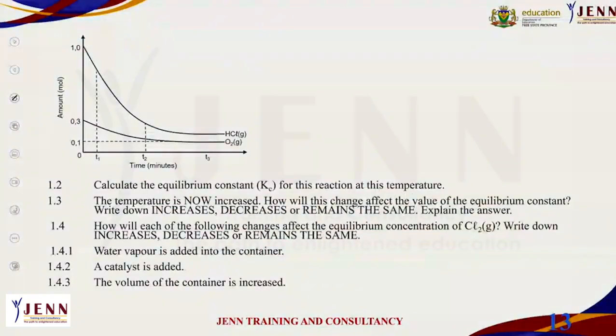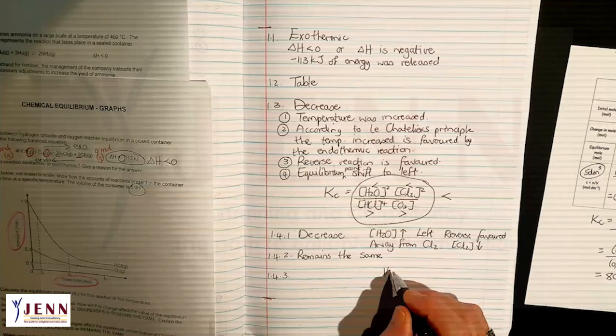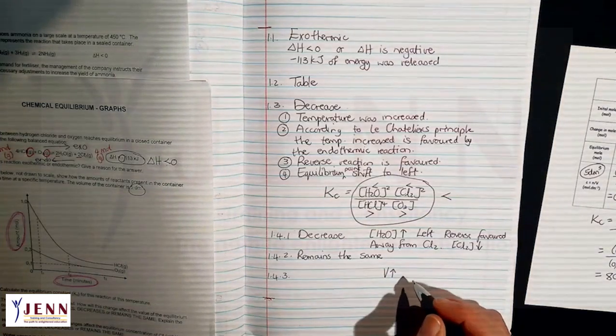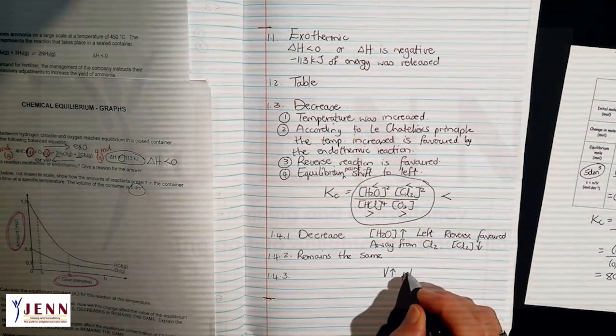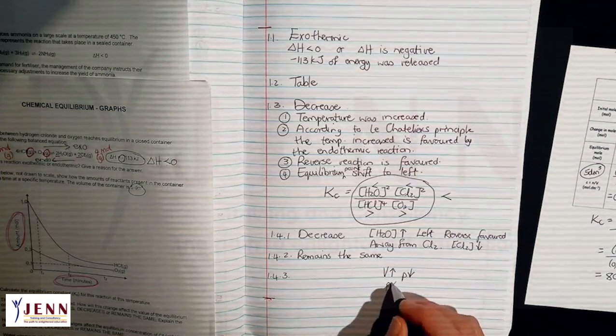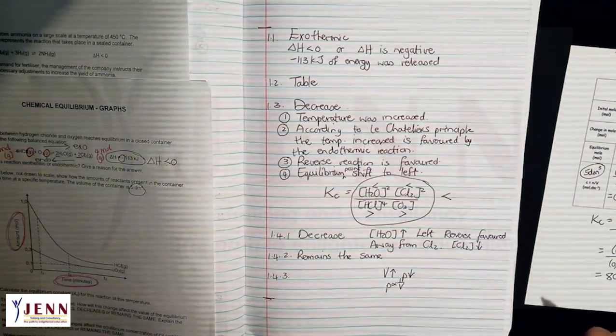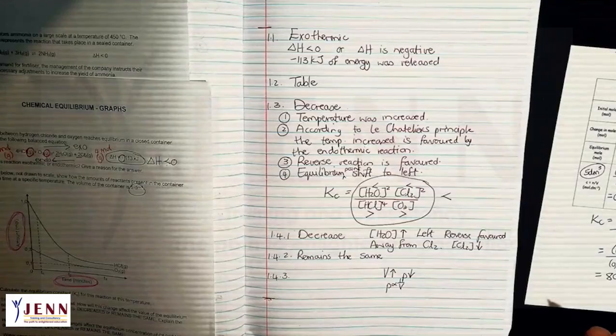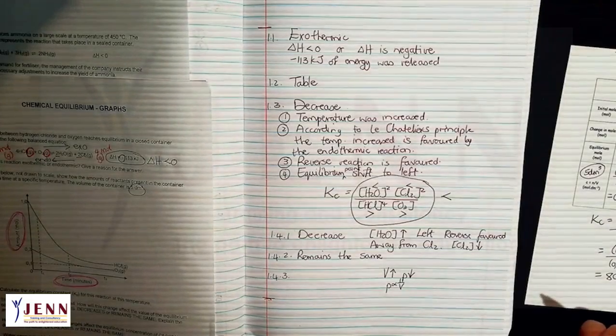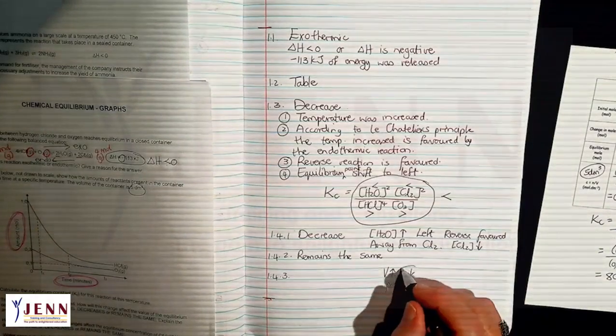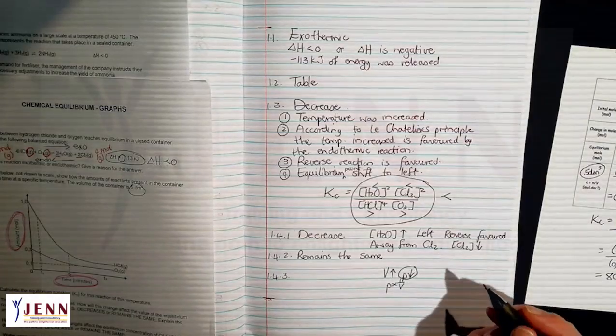1.4.3, the volume of the container is increased. Okay, boys and girls, that is important, because they say the volume was increased. What do they actually mean? The pressure was decreased, because pressure is inversely proportional to volume, according to Boyle's law. So the disturbance in this case is the pressure decreased.